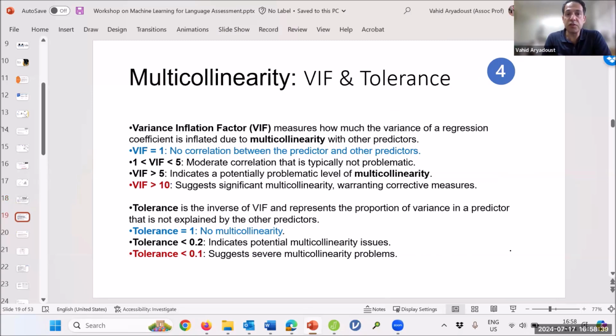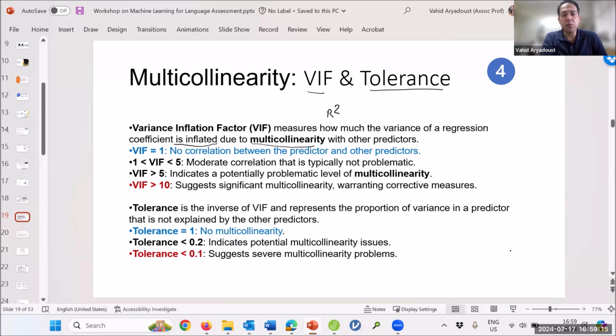And last but not least is the VIF, or variance inflation factor, which is calculated by using the R-squared value, of course. And VIF and tolerance are the inverse of each other. So tolerance is the inverse of VIF. What does VIF represent? It measures how much of the variance of a regression coefficient is inflated due to multicollinearity. So it is about inflation. That's why we call it inflation factor.